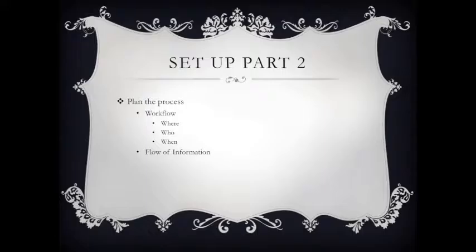In the second part of the plan, we will plan for the process or make a work plan. We will make sure that we understand the where, who, how, and when of the process, and then determine how information will flow between participants.